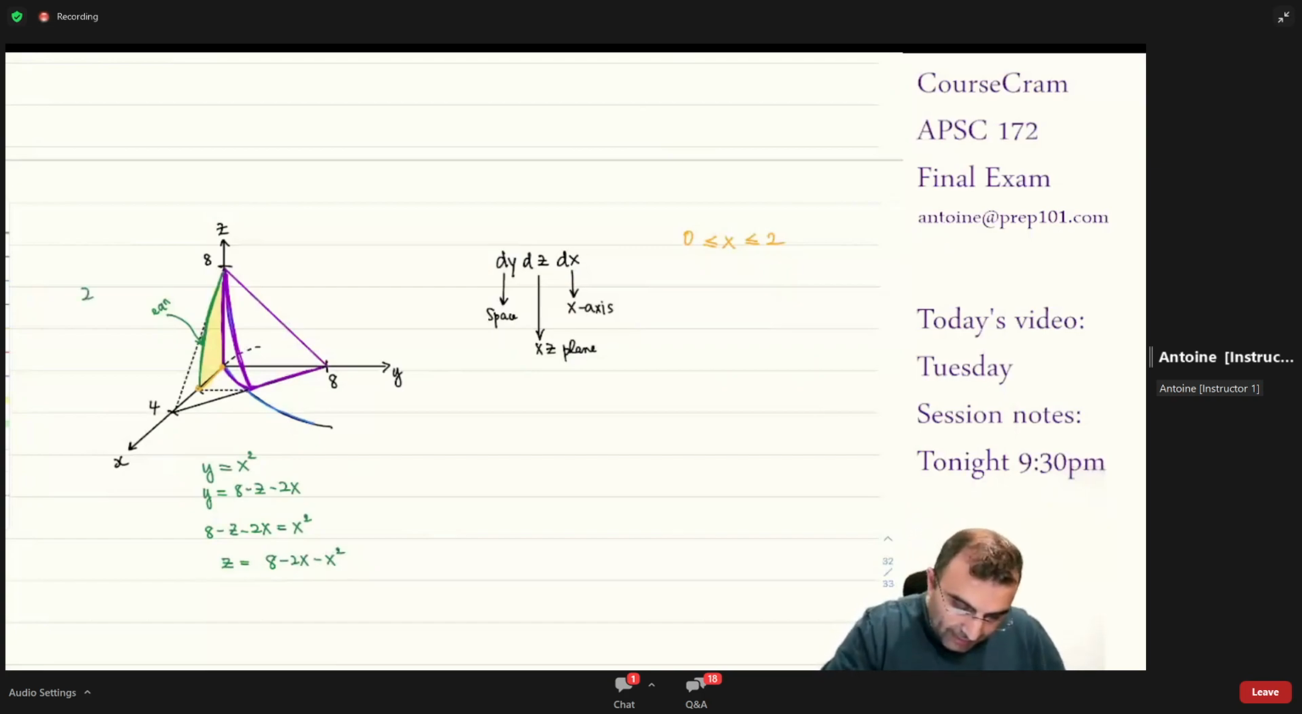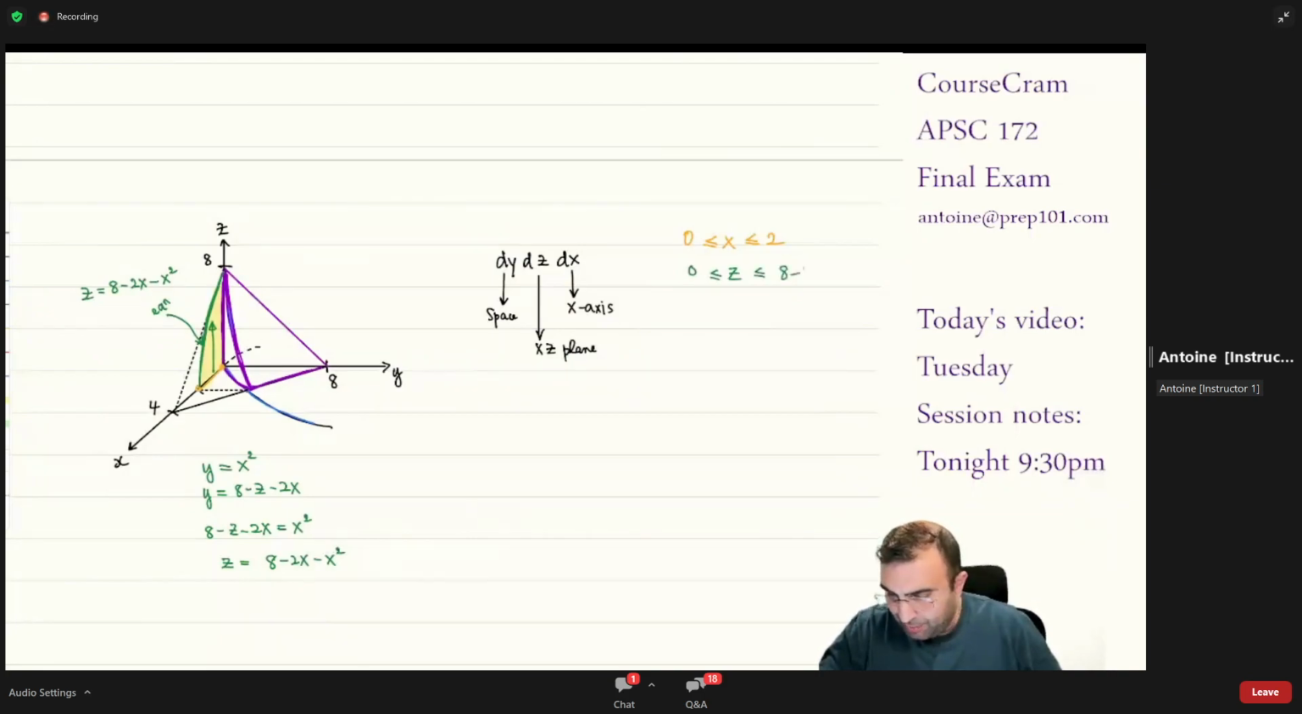So this is z is equal to 8 minus 2x minus x squared. In the xz plane, z goes like this. It changes from 0 to the curve 8 minus 2x minus x squared. How did I get the 8 minus 2x minus x squared? Again, I eliminated the y's. I got rid of the y's, so I got an equation that links z and x, which means it's an equation in the xz plane.